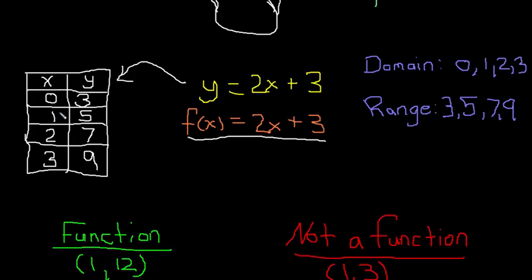Now if I was to ask you what is the domain of this little table here, the domain is always just going to be the x values. So, and I've written that here. So the domain is just 0, 1, 2, and 3. The range is going to be the y values. So 3, 5, 7, and 9. That's going to be the range.